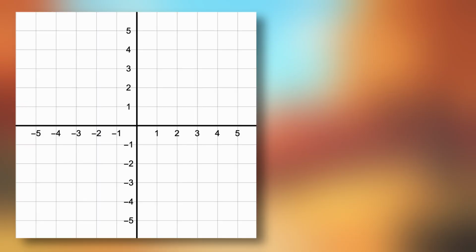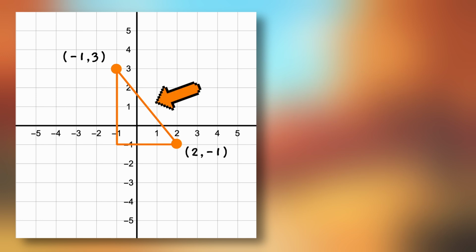Let's see another example. For this example, let's find the distance between the point -1, 3, which is right here, and the point 2, -1. Let me draw the line segment connecting these 2 points. There we go. Like before, we're going to create a right triangle having this line segment as its hypotenuse. We're going to call the distance between these 2 points d. And like before, what we want to do is now find the lengths of the 2 legs.